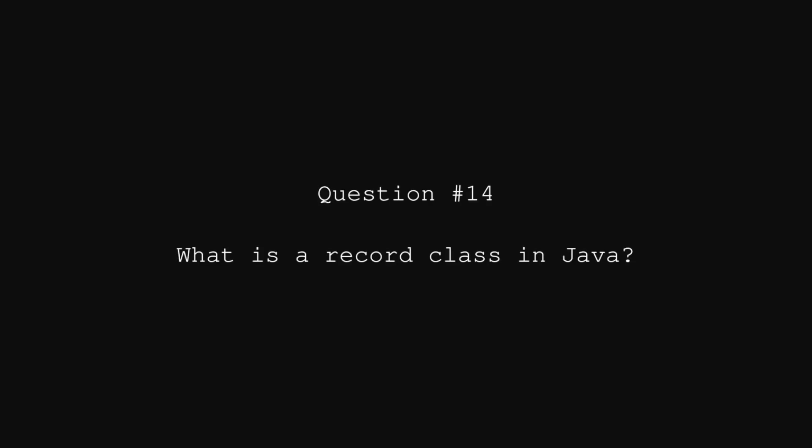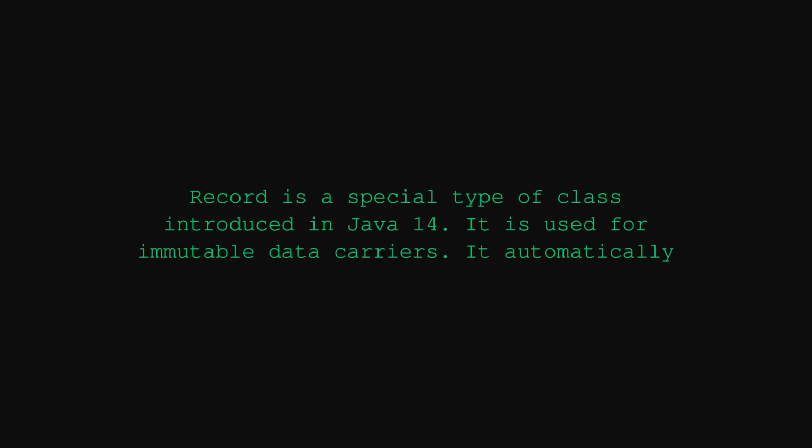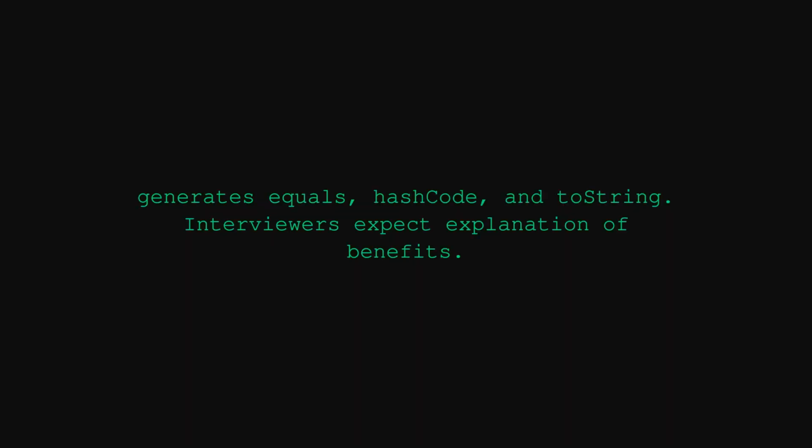A very rare but very important Java interview question. What is record class in Java? Record is a special type of class introduced in Java 14. It is used for immutable data carriers. It automatically generates equals, hashCode, and toString methods. Interviewers expect explanation of the benefits of this class.